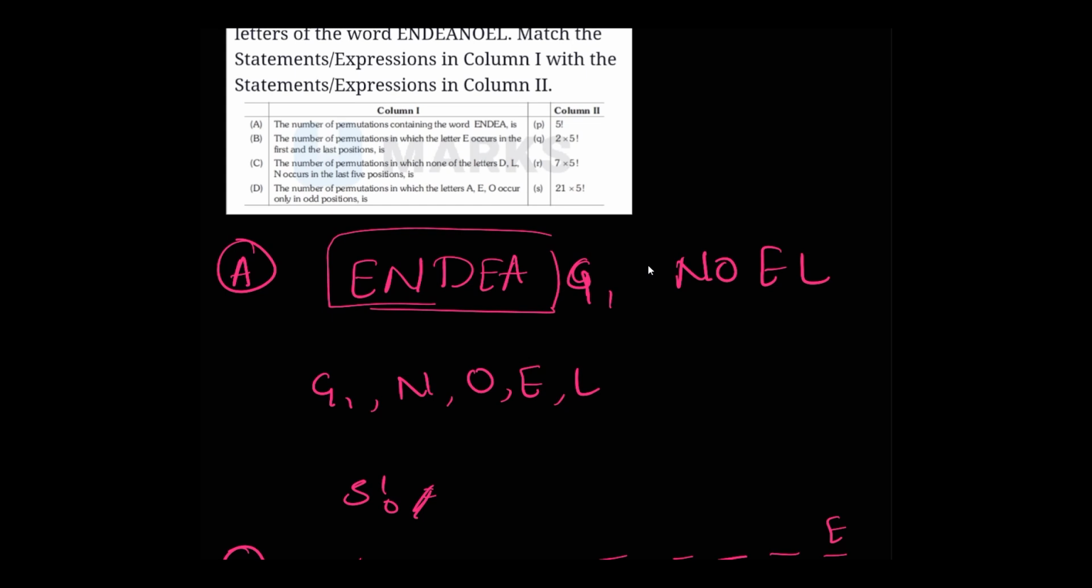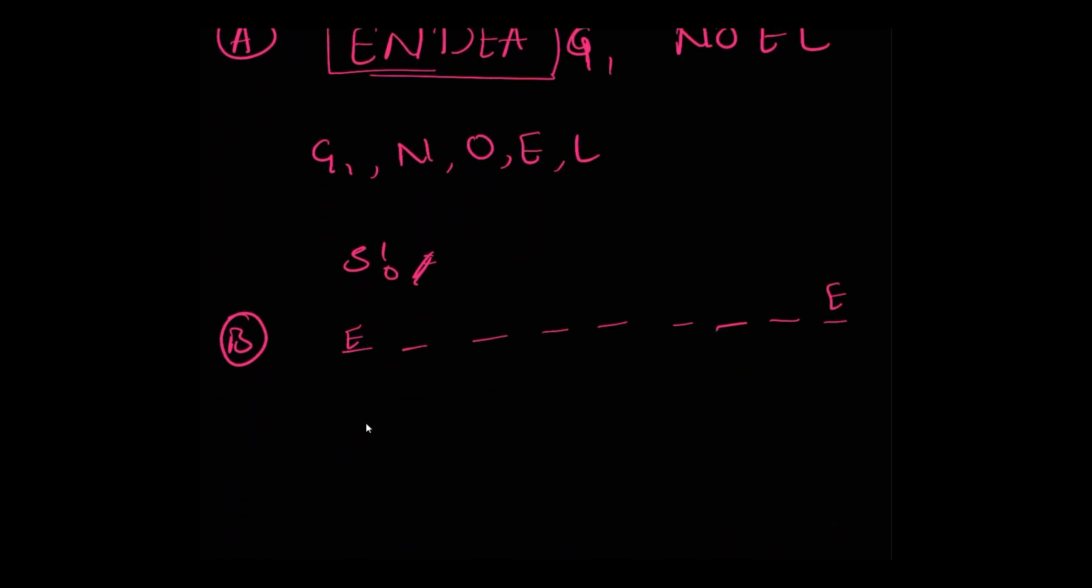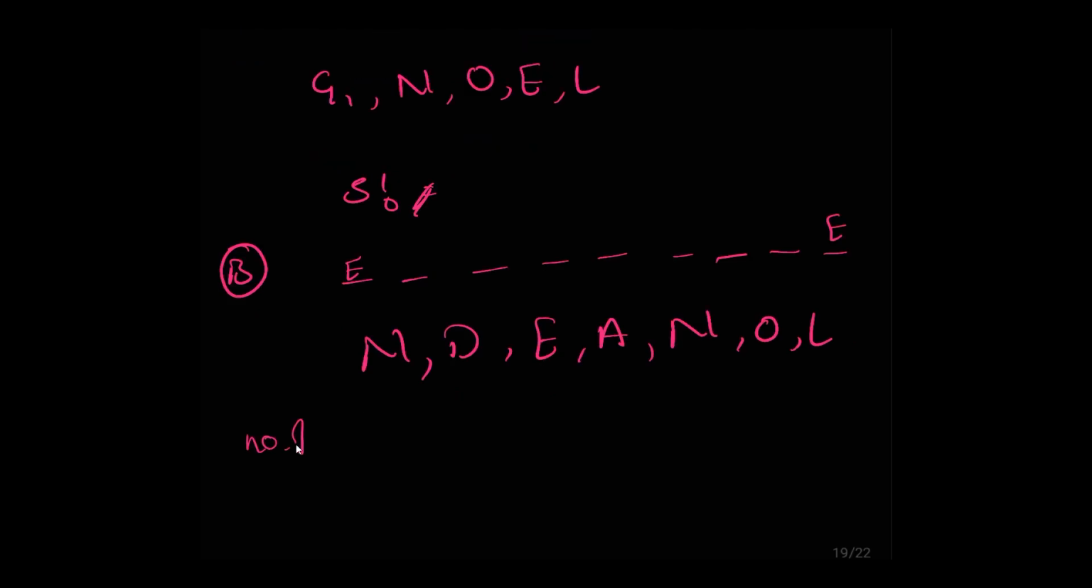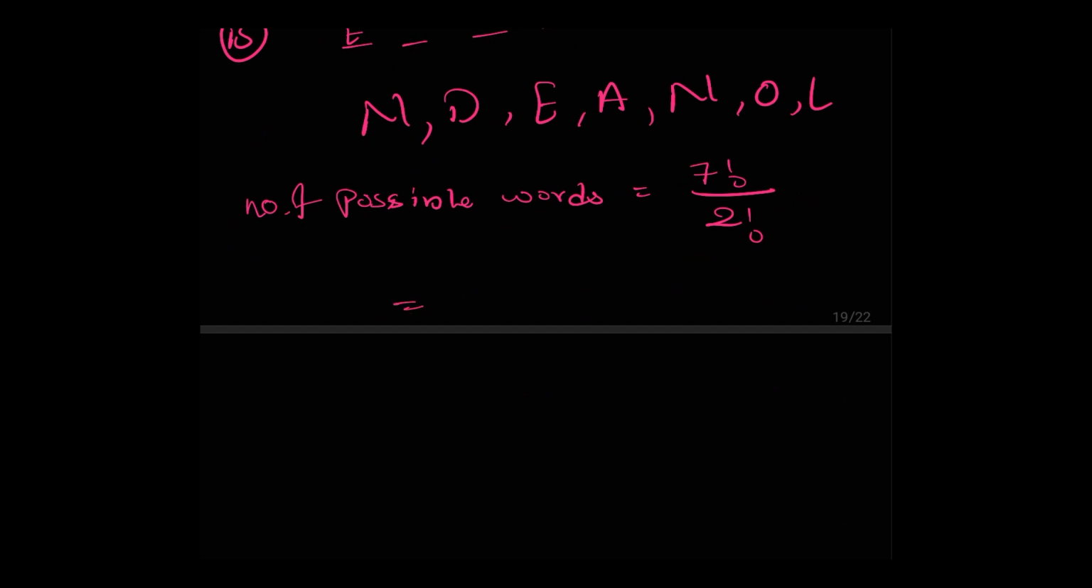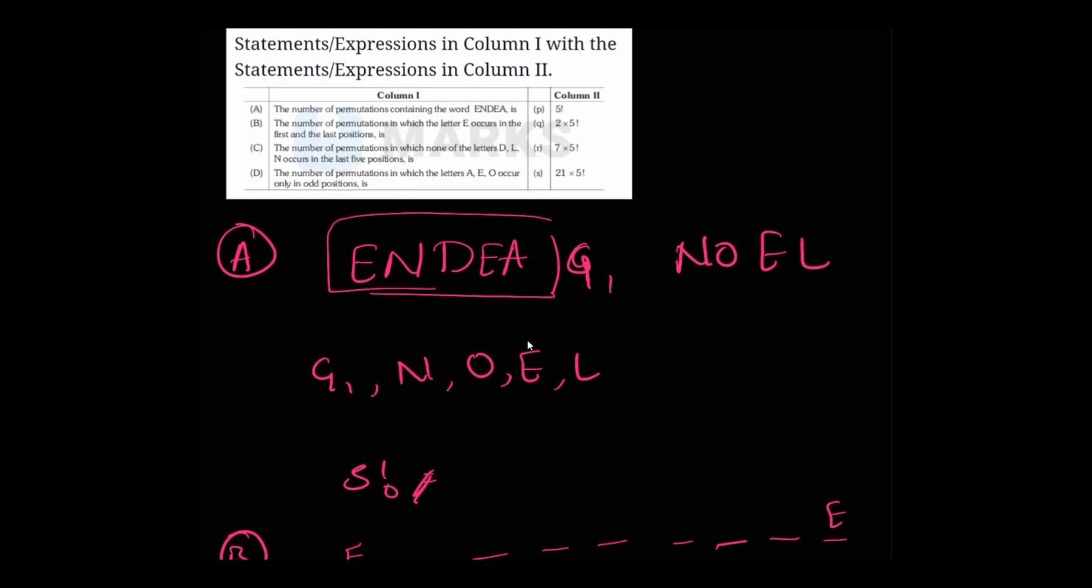The remaining letters will be N, D, E, A, N, O, L. So 7 factorial, but here N is repeating twice, so divided by 2 factorial. Therefore, the value will be 7 into 6 into 5 factorial by 2, that is 21 into 5 factorial. Therefore, for option B, it is S.